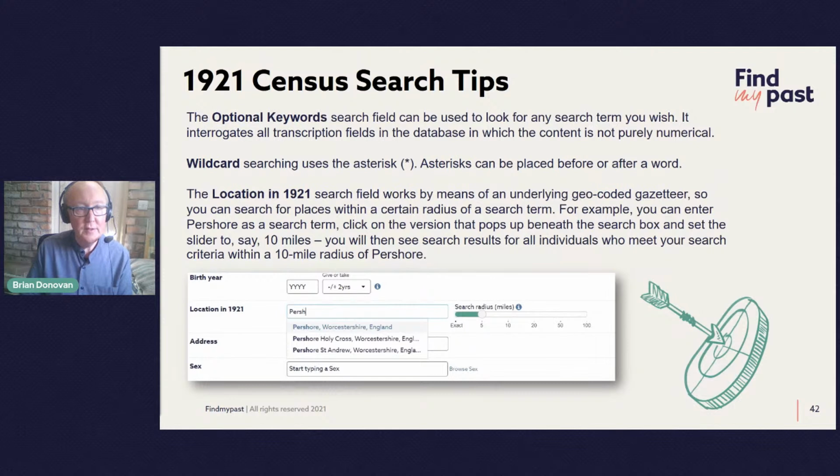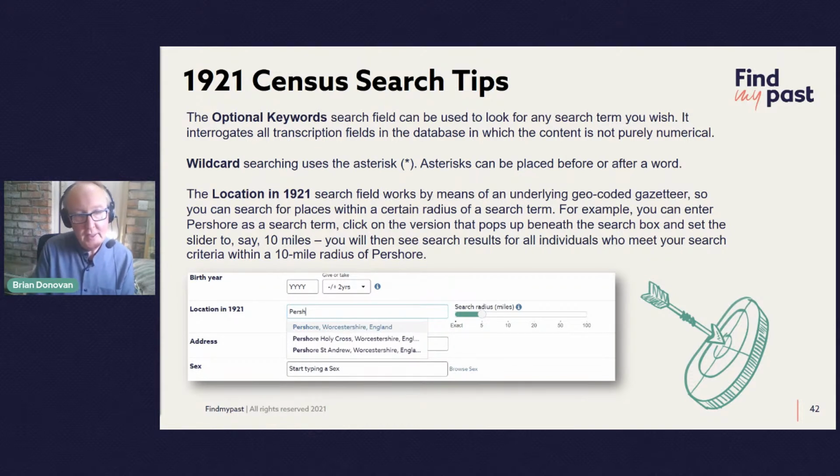Also, when you're looking at the census, bear in mind that you can use optional keywords. There's a search field which allows you to put in optional keywords. You can also use wildcards, asterisks, to replace a letter or a string of letters before or after a word. It works too.